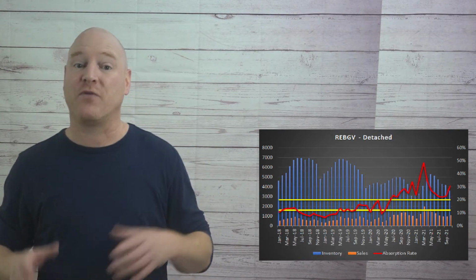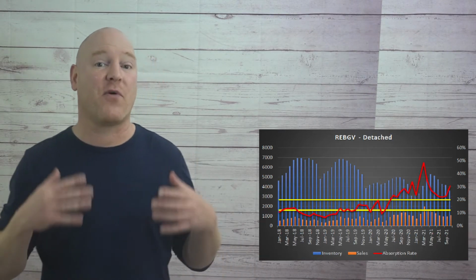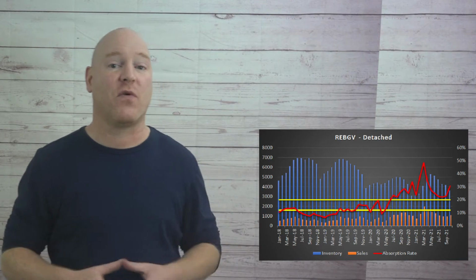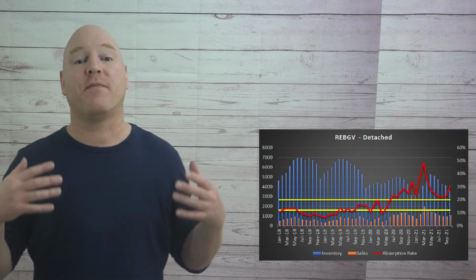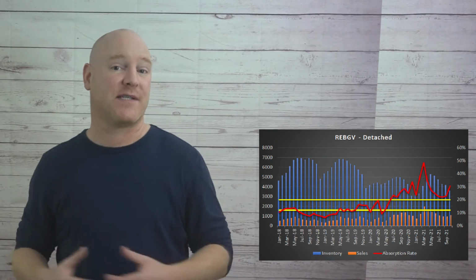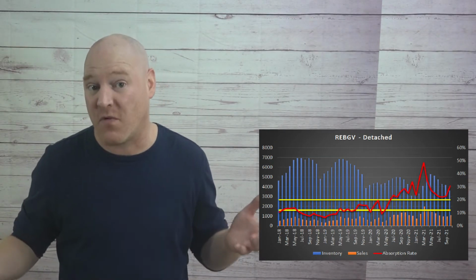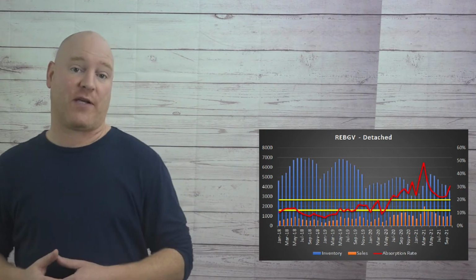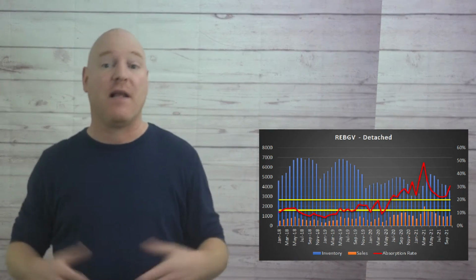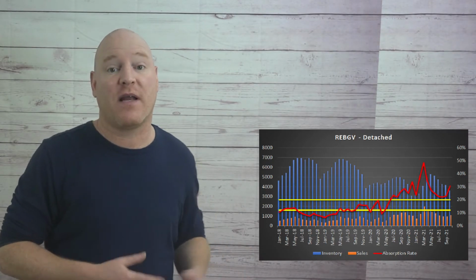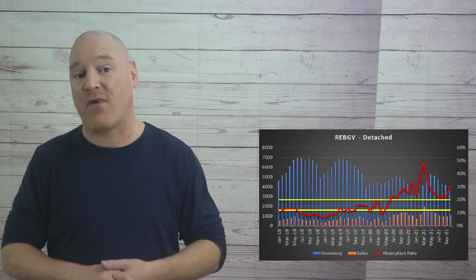Anytime the absorption rate goes below 12%, which represents about 8 months or more of inventory on the market, this is considered a buyer's market. And if the market stays in this range for a sustained period of time, typically 3 months or more, you'll start to see downward pressure on prices. And when the absorption rate stays between 12 and 20%, this is what we consider a balanced market, and prices should generally remain rather stable.